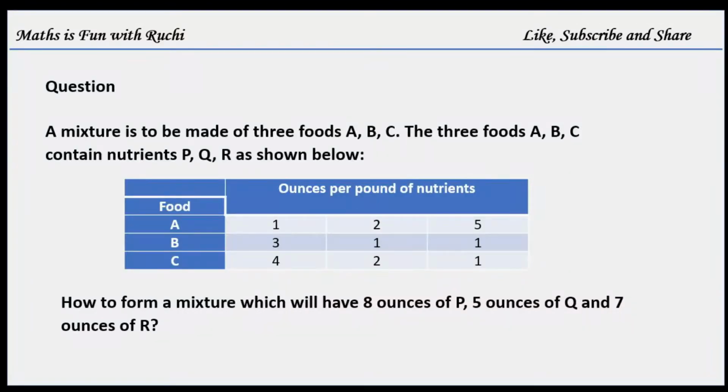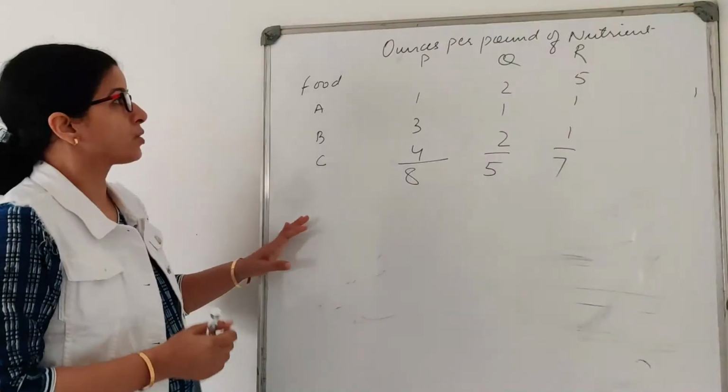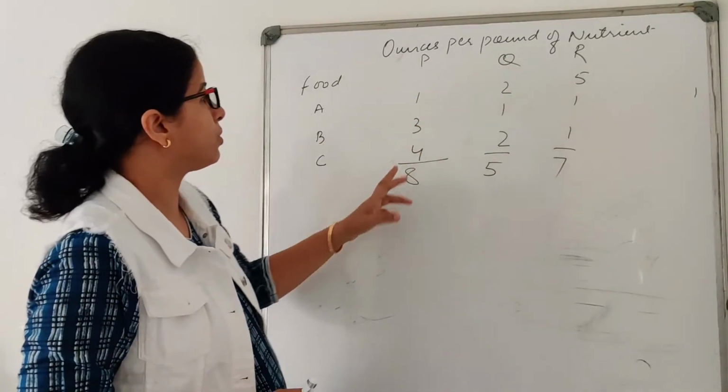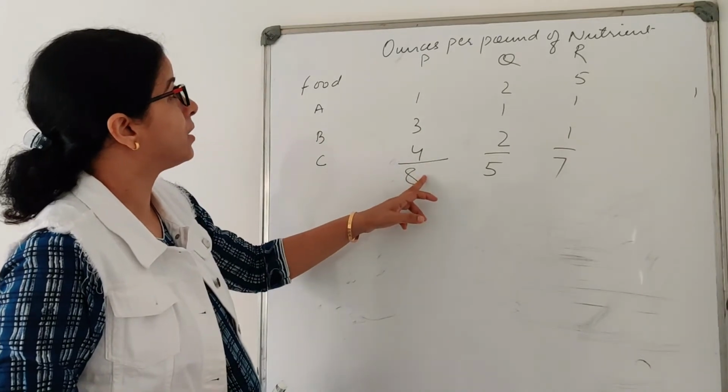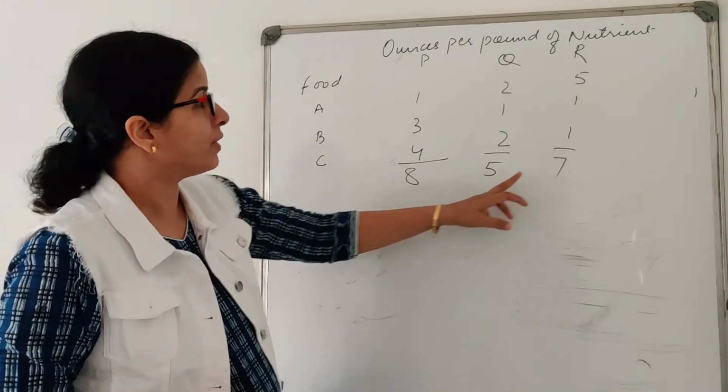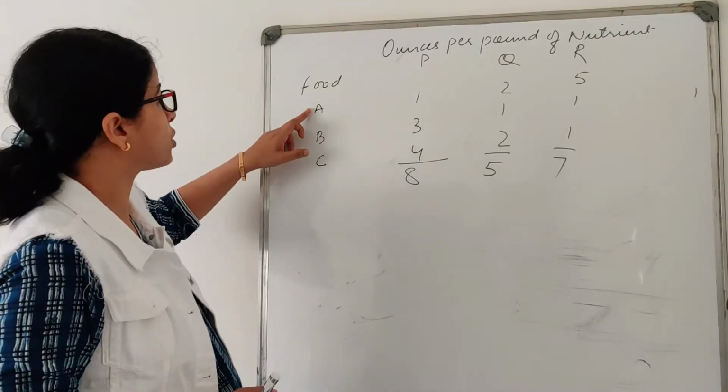Now let us solve some word problems based on simultaneous linear equations. A mixture is to be made of 3 foods A, B, C. The 3 foods A, B, C contain nutrients P, Q, R as shown below. So you can see the table. In that, foods A, B, C are given and the ounces per pound of nutrients P, Q, R are given. How to form a mixture which will have 8 ounces of P, 5 ounces of Q and 7 ounces of R. So now these are the requirements of P, Q, R. So total P nutrient is required as 8 units, this is 5 and this is 7 in the food mixture of A, B, C.